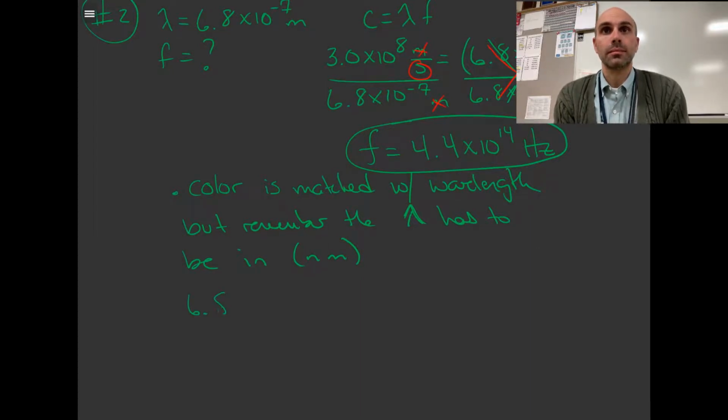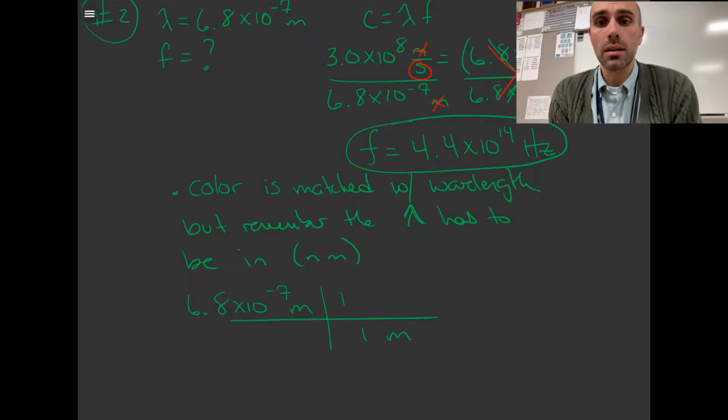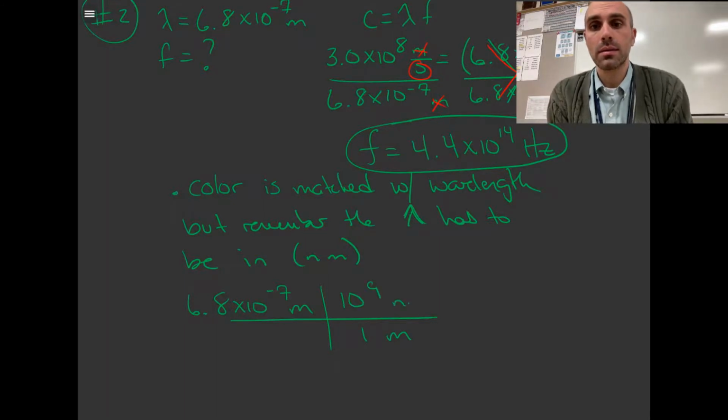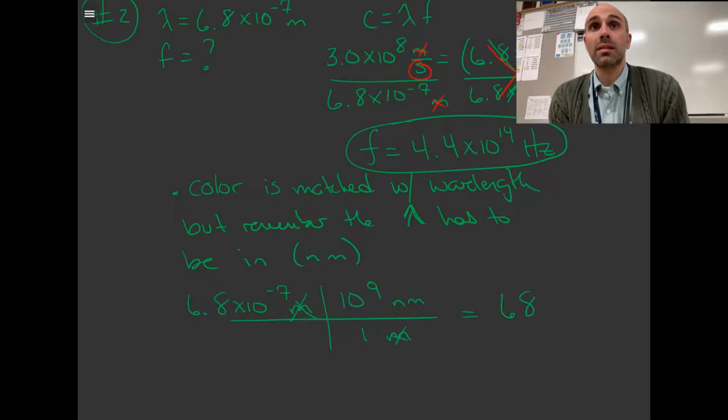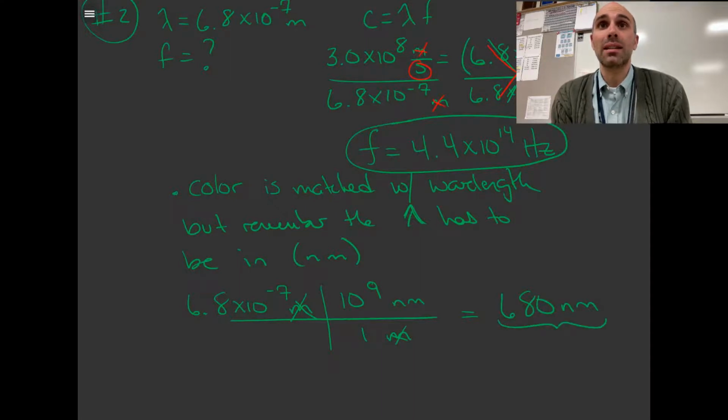Now, the color. Now the color matches the wavelength. So this wavelength would be 680, so this would be roughly in your red. But remember, lambda has to be in nanometers in order to determine the color.